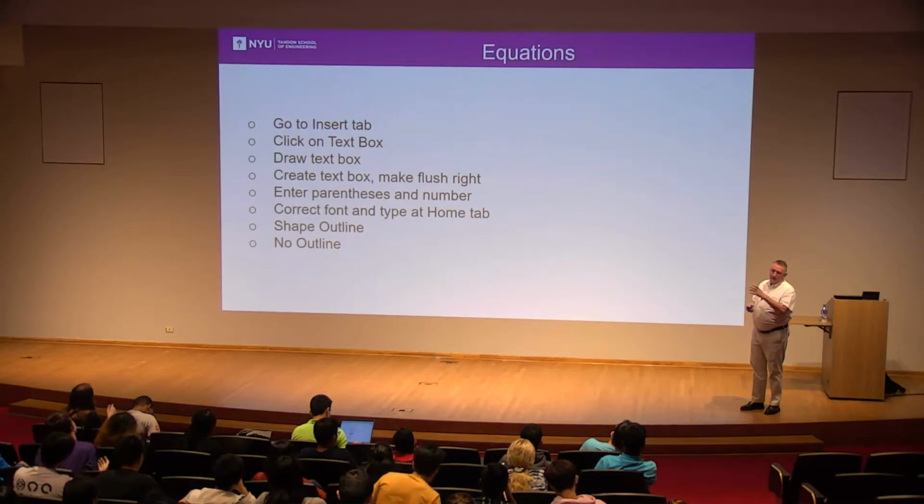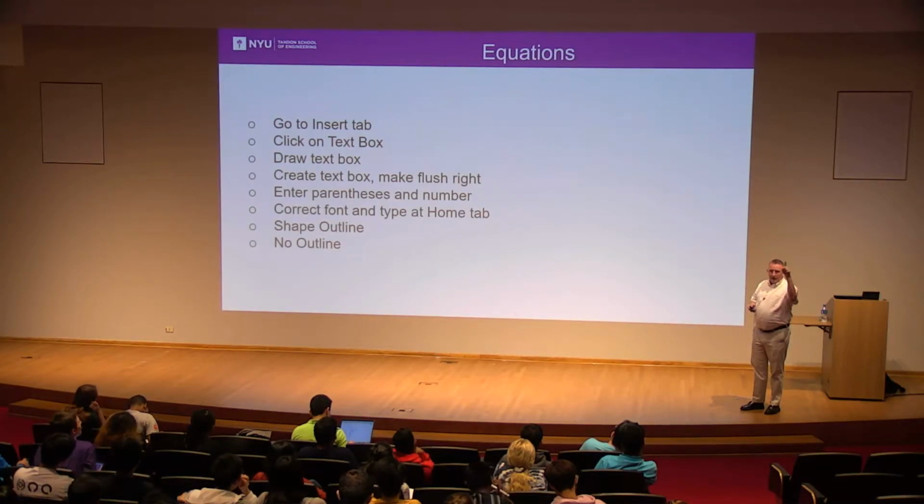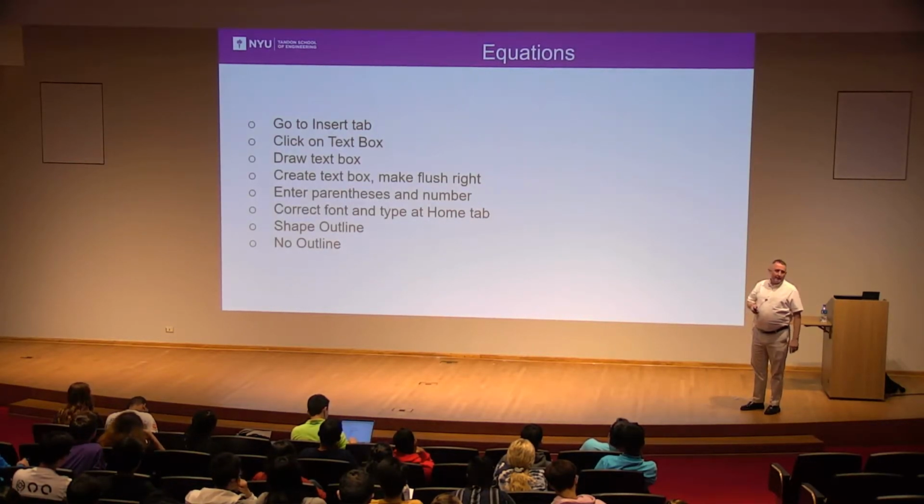Then you want to click on the text box again. You should get a link at the top of your toolbar that says Shape Outline. Go to Shape Outline and select No Outline. Right? So that's how you should do that.